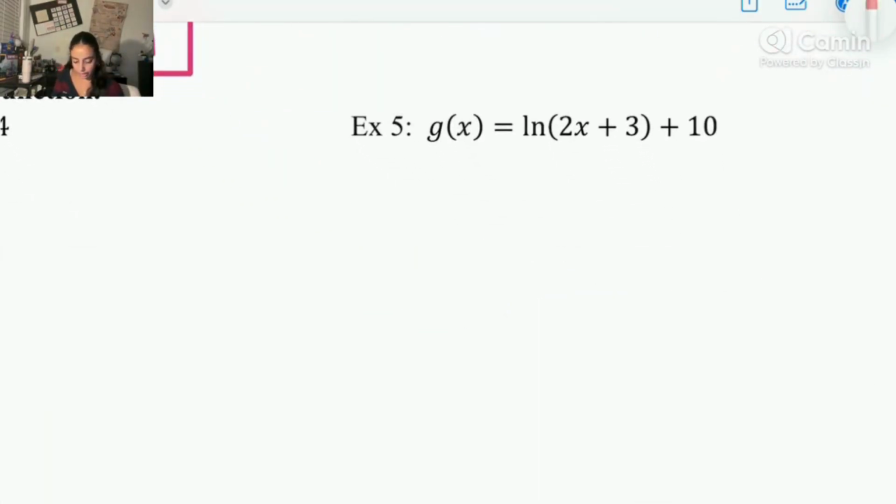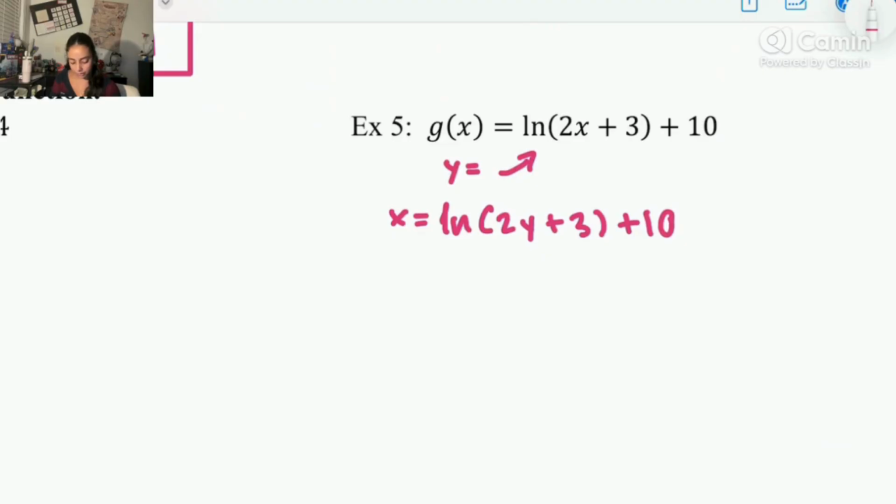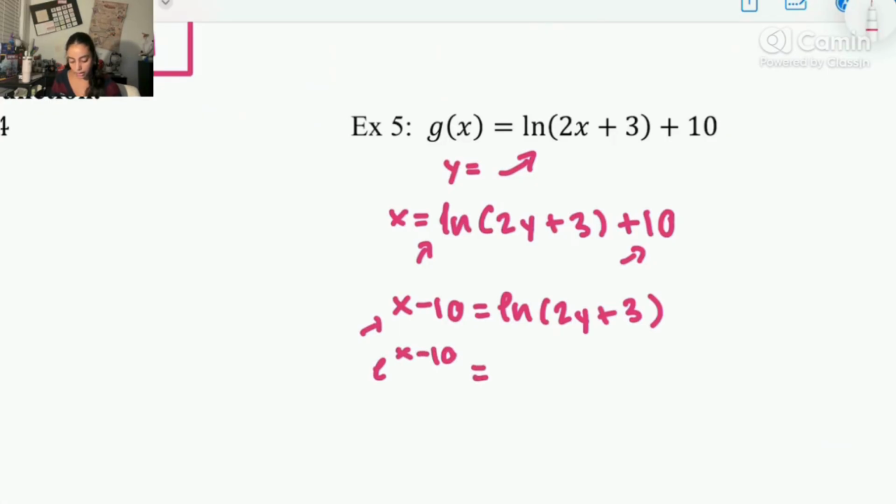Okay, now for this one right here, we're just going to do the same trick where we swap the x and y's and then solve for y. So here, instead of y equaling all of that, it'll be x equals natural log of 2y plus 3 plus 10. So now we're going to solve for y, so we're going to take 10 from both sides. x minus 10 equals natural log of 2y plus 3. Then to get rid of this natural log, we're just going to put e to the power of whatever is up here. So e to the power of x minus 10 equals 2y plus 3.